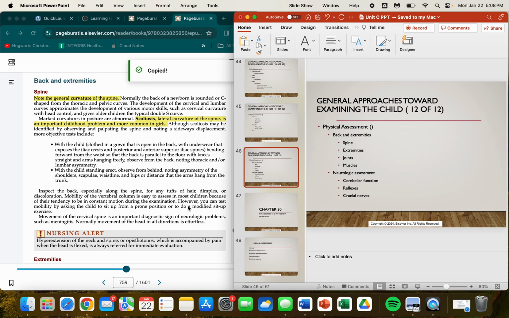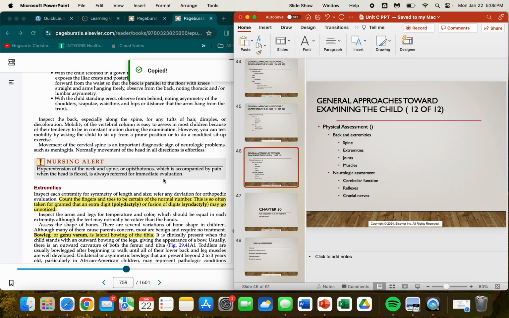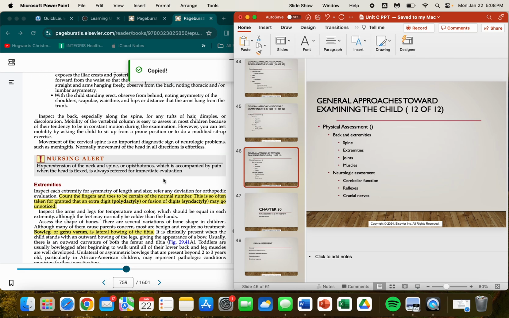We talked about the back and extremities. The spine should have normal curvature. If you note, within kids, sometimes scoliosis can occur, which is a lateral curvature of the spine, typically more prominent in childhood and in girls, so that would need to be noted. We may need to screen for that.